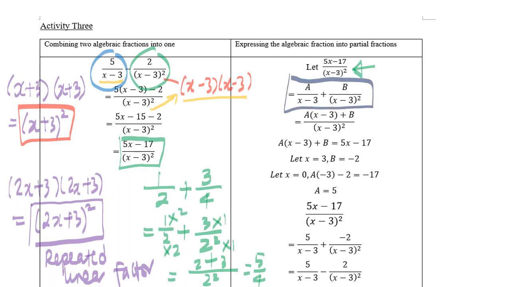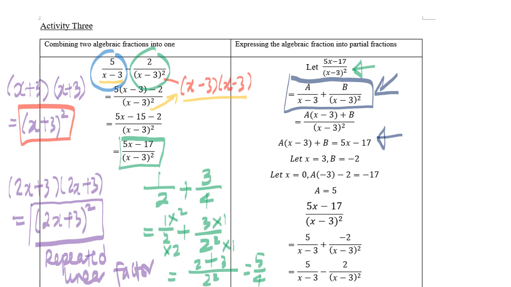When you are given an algebraic fraction where the denominator is a repeated linear factor, then you can express it as two partial fractions. One of them is a over x minus 3, the other one is b over bracket x minus 3 close bracket squared, where a and b are both constants. Then you combine them as a single fraction as per normal, and it will lead you to this identity here.